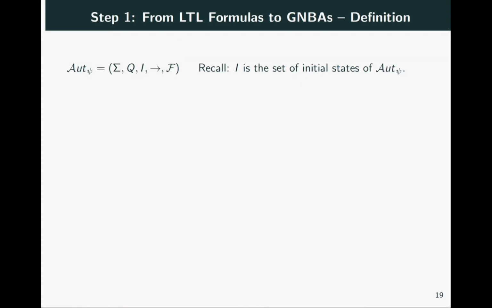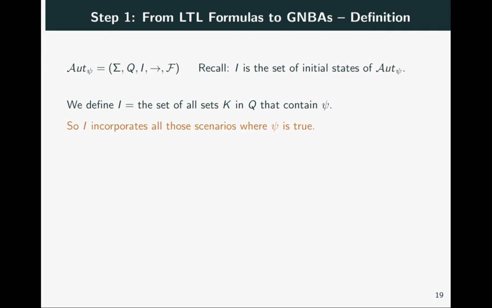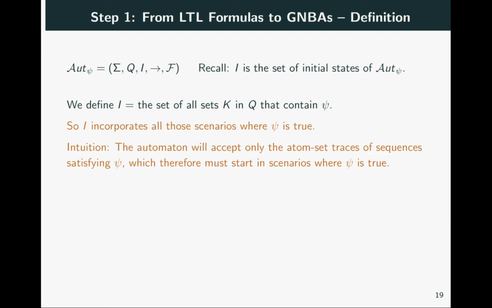Now let's define the set I of initial states. This is simply the subset of Q consisting of those sets K in Q that contain psi, meaning of those scenarios K where psi itself is true. The reason for this choice of the set I is the following. Our automaton, A_psi, is supposed to accept only the atom set traces of sequences satisfying psi. Consequently, the initial states, where all runs must start, should only point to scenarios where psi holds.